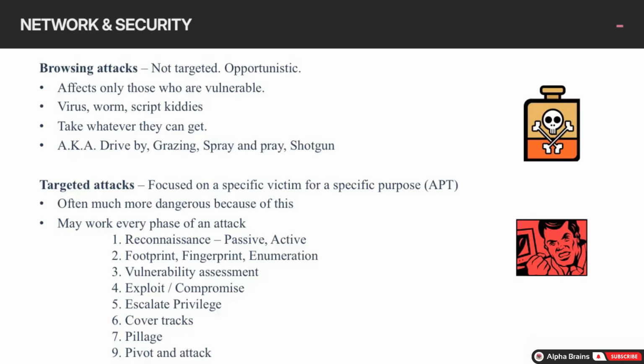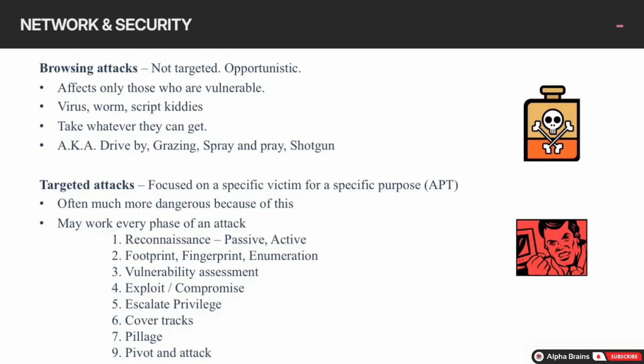It wasn't so targeted. It was more just kind of grazing. They called them machine gun, spray and pray, shotgun, drive-by attacks. Basically, we didn't know or care who we were attacking, we just attacked. And we bumped into everybody. Some people had their defenses up and I wasn't successful, and others didn't have their defenses up and I was able to accomplish what I wanted.